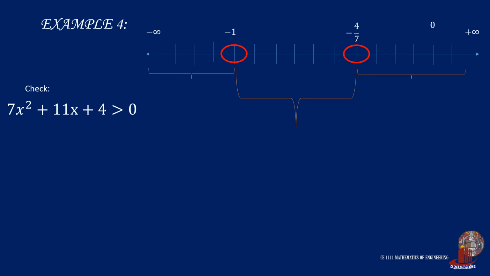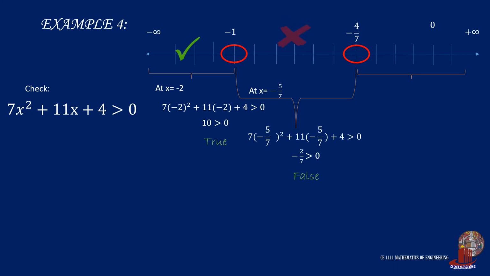Within negative infinity and negative 1, we can use the value of negative 2. Using this in the inequality, we have 10 is greater than 0, and this is a true statement. The second range is between negative 1 and negative 4/7. We try negative 5/7, and plugging this in the inequality yields negative 2/7 is greater than 0, which is false.